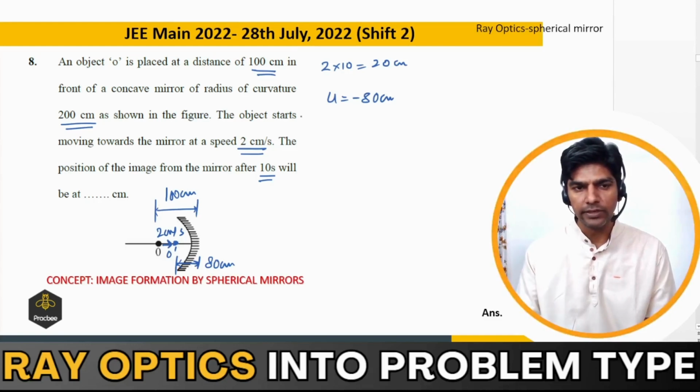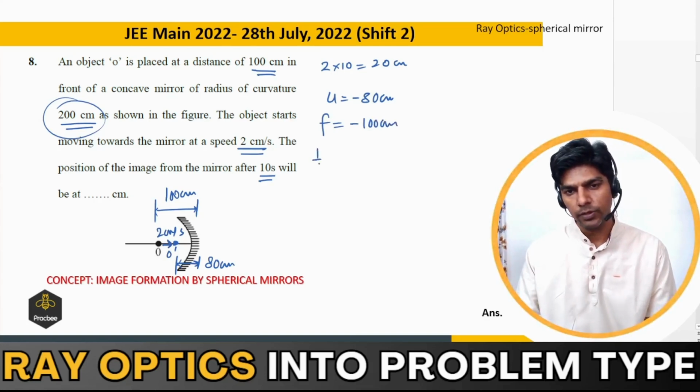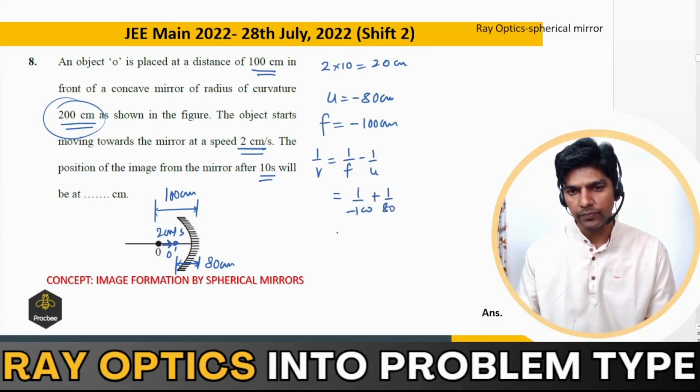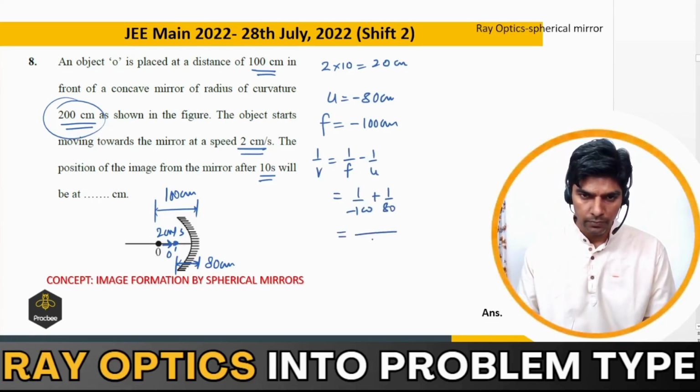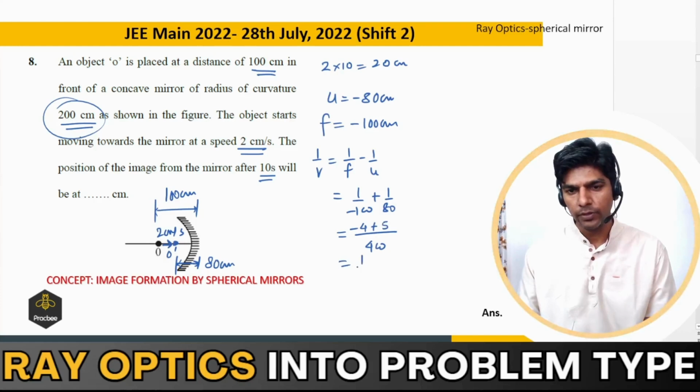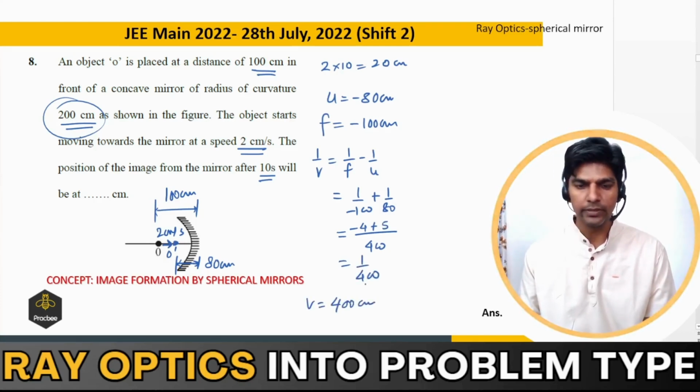Radius of curvature is given, right? That is 200. So focal length will be minus 100 centimeter. So 1 by V is equals to 1 by F minus 1 by U. So that will be 1 by minus 100 plus 1 by 80. So LCM will be 400. So minus 4 plus 5 will be 1 by 400. So V comes out to be plus 400 centimeter.